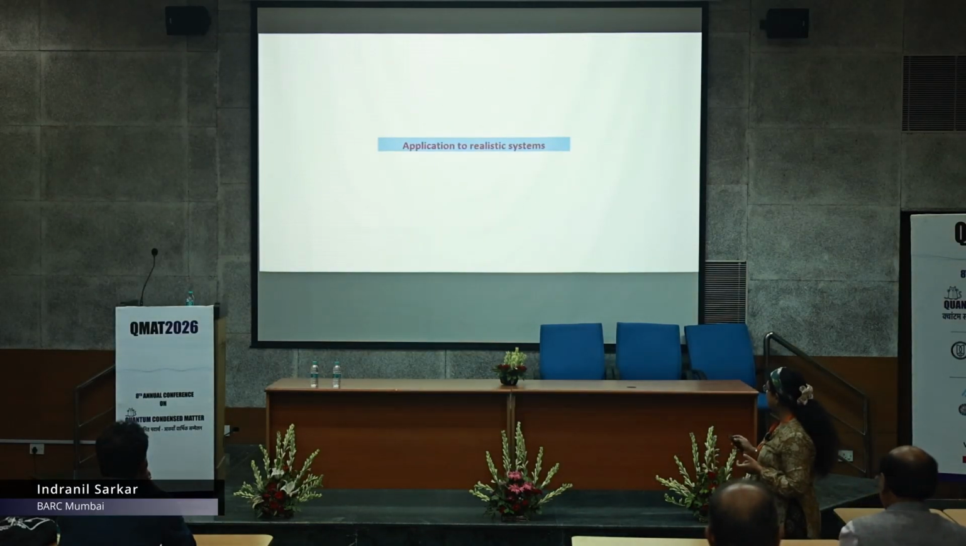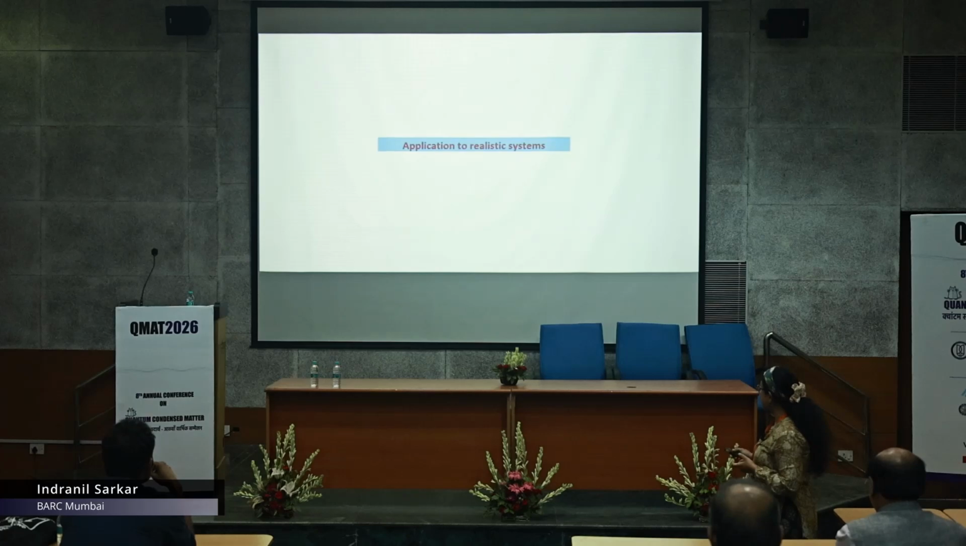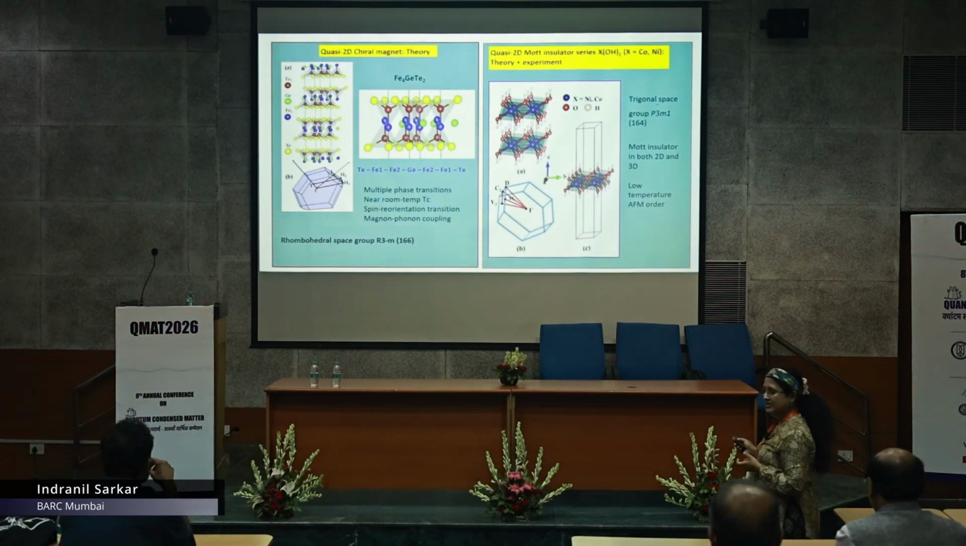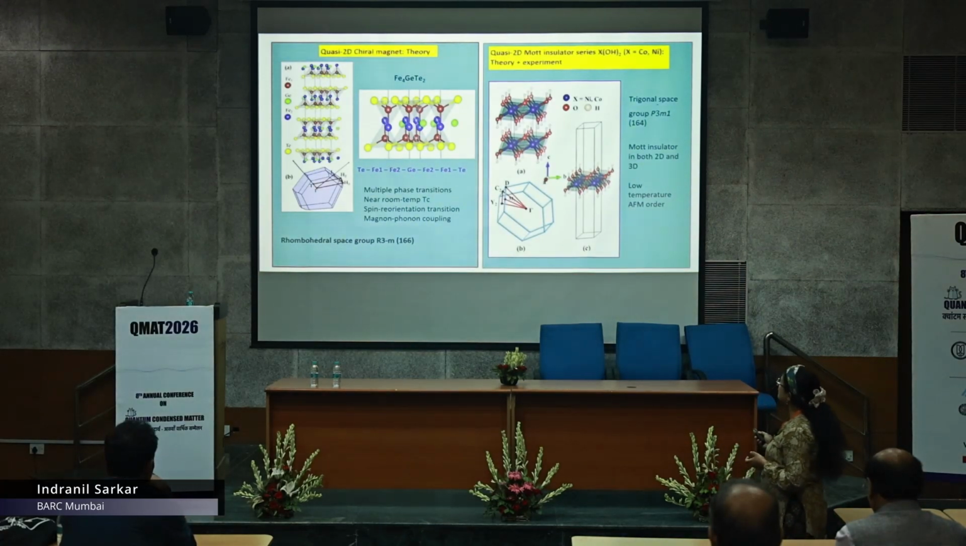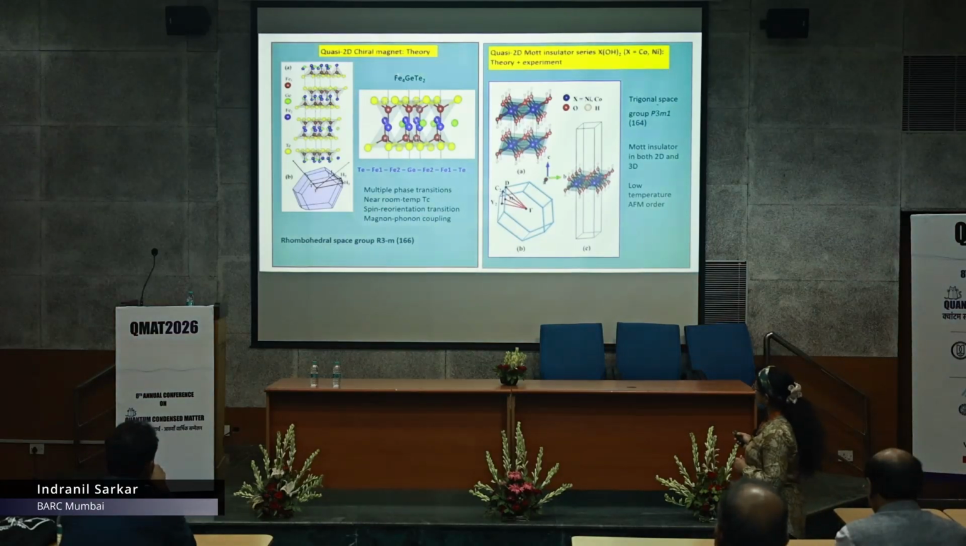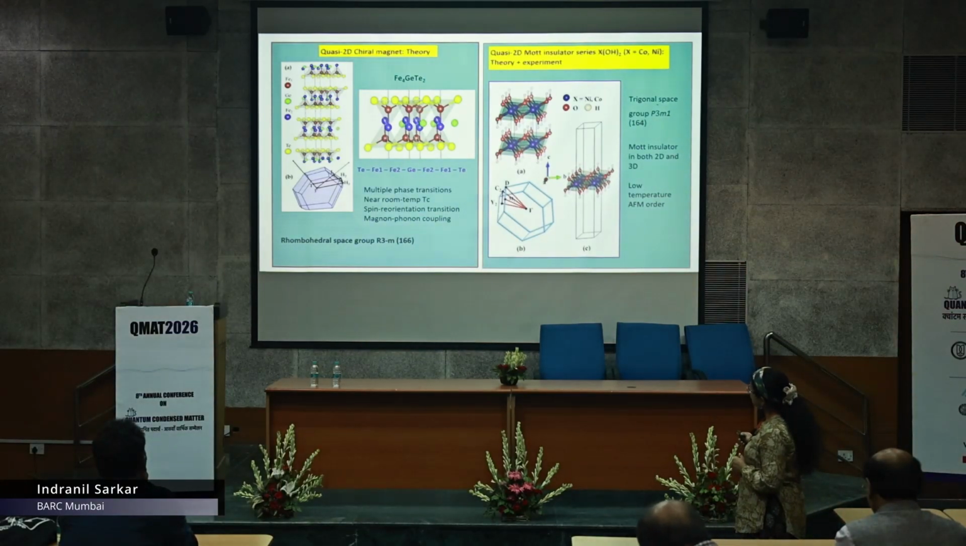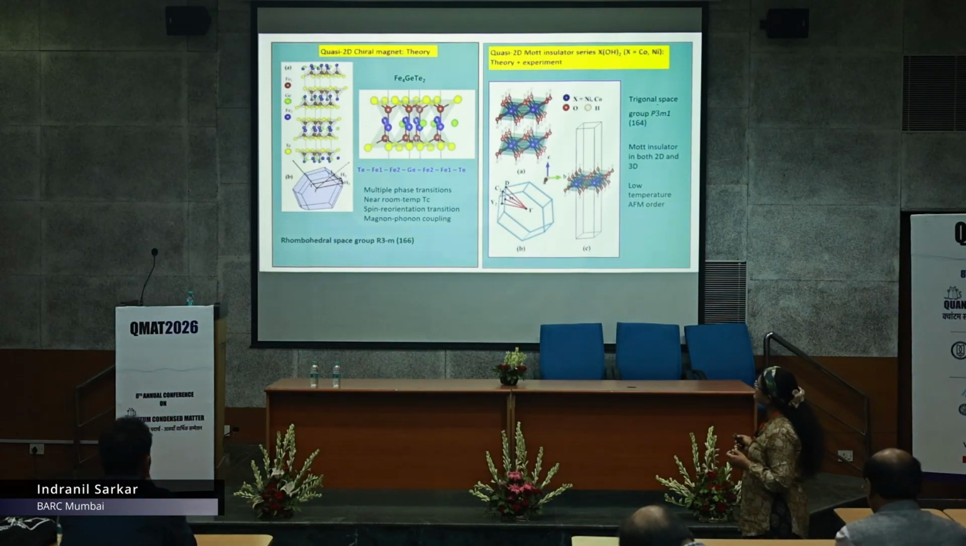So now I am coming to the application to realistic systems, where we have studied two quasi 2D systems. One of them is the chiral magnet, which is Fe4GeTe2. Why I am calling it a quasi 2D system, you will know slightly afterwards, but as you can see, this layer is actually composed of multiple layers.